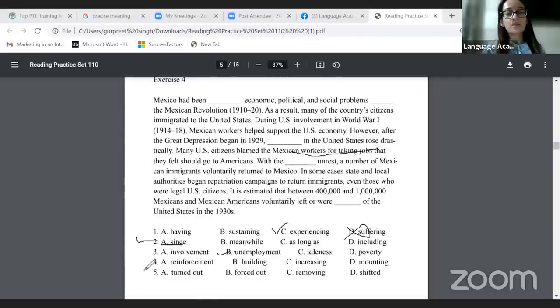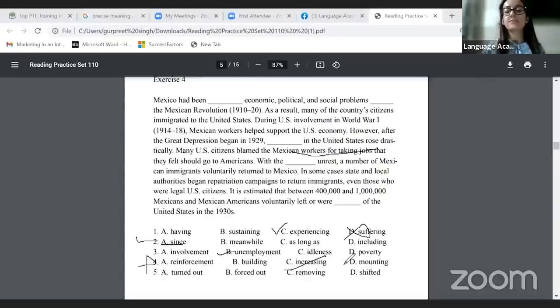They have Googled the meaning of reinforcement as increase, and that is why they have selected the answer, because I always keep on saying that if you search a meaning on Google, always read examples and the context as well in which you can use that word as that synonym. So reinforcement is used as a noun and we don't need a noun here. With the unrest, you needed an adjective. What kind of unrest? Not a noun. Building, increasing, or mounting? Some of you have written increasing.